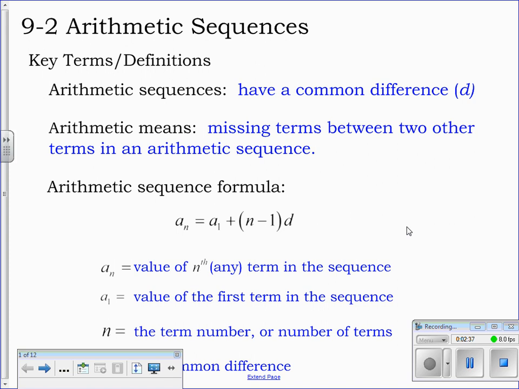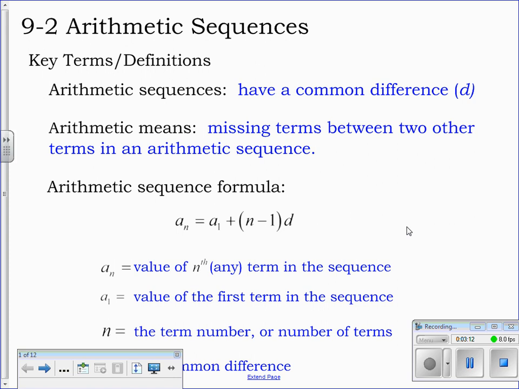Arithmetic sequence formula. So this is a formula to help you find parts. If I know a couple of parts of a sequence, I can find the other things I need. I can find the difference. If I know the difference and I know two of the numbers, I can figure out what the term number is. Okay, all kinds of things. I have technically 4 variables in here: 1, 2, 3, 4. If I know 3, I can plug them in and find the 4th one.